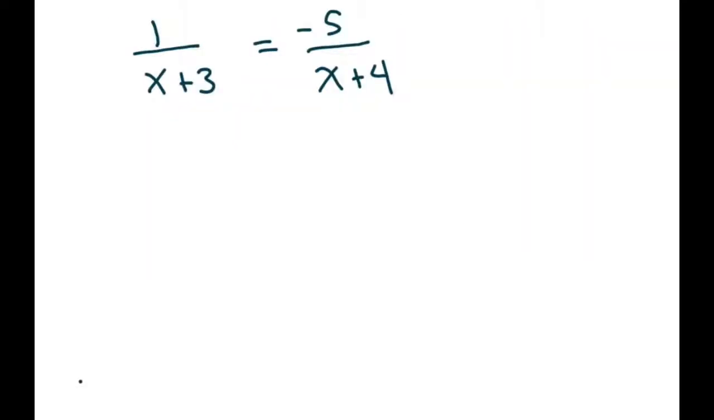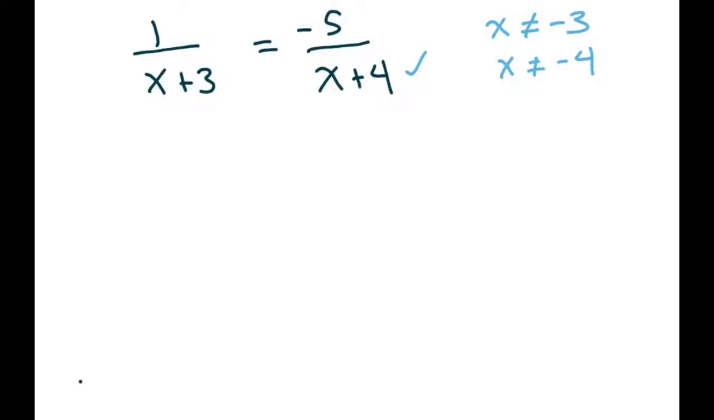So the first thing we need to do before we even get started is look and see what x can't be. In the first one, x cannot be negative 3 because negative 3 plus 3 is 0, and you cannot divide by 0. And in the second one, x cannot be negative 4, just in case we come up with that.